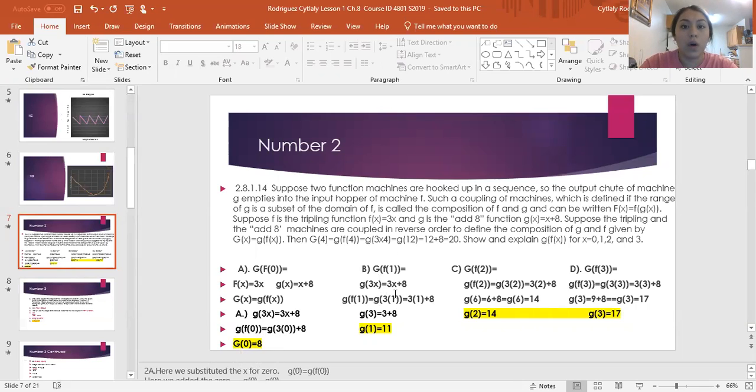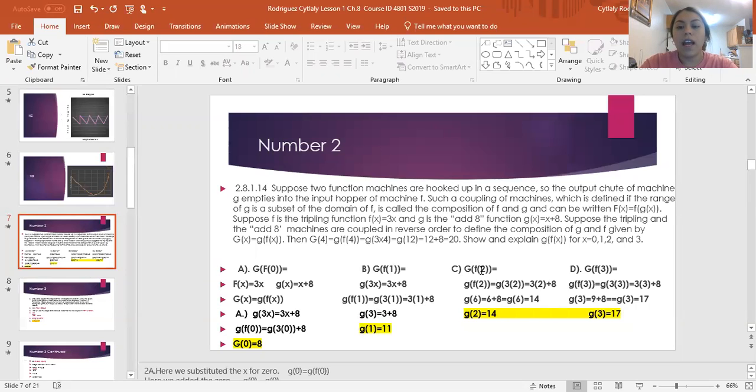Now g of f of 1. g of f of 1 equals g of 3 times 1, because we're substituting for this value right here, 1. g of f of 1 equals 3x plus 8. So 3 times 1 is 3, plus 8, we get 11, which is this step right here. 3 plus 8, because 3 times 1 is 3. We add 8, we get 11.